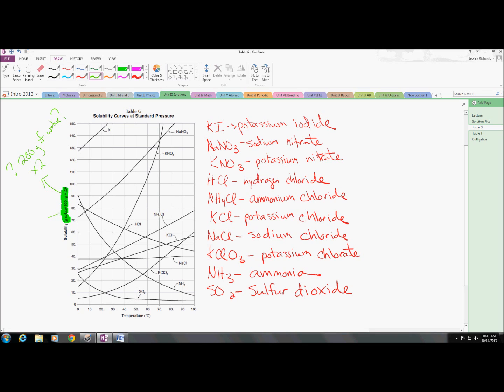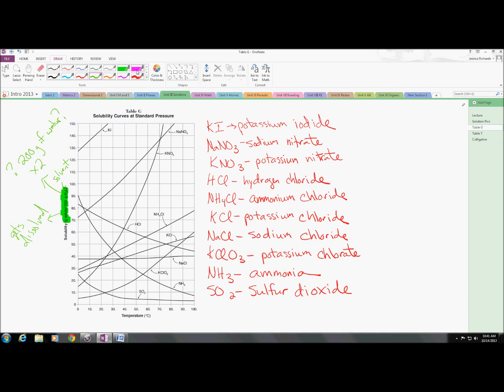So solute, this is the stuff that gets dissolved. And our solvent for all of these is water. Water right there is your solvent.